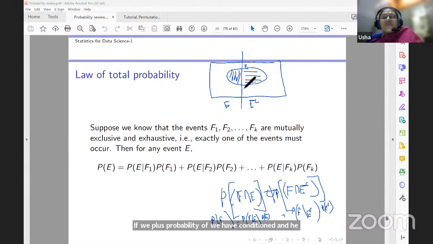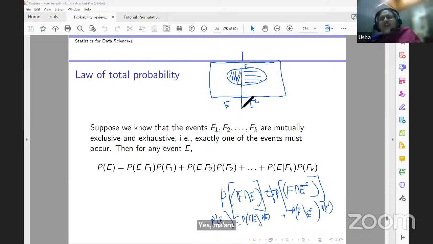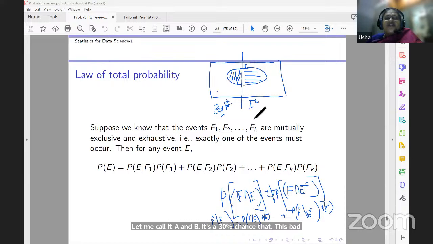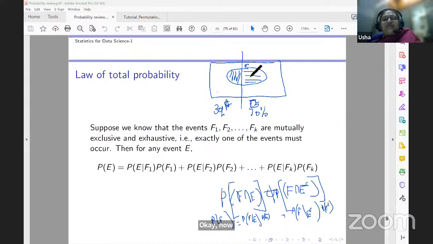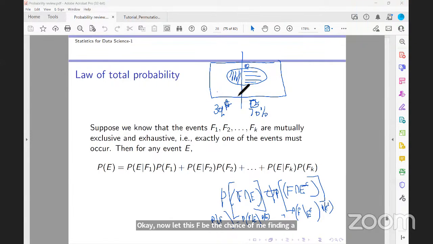Now let's apply this. Where would we apply this? Suppose I have a company which is getting the same spare parts from two companies, let me call them A and B. There is a 30% chance that the spare parts come from A, and a 70% chance that they come from B. Now let D be the event of me finding a defective spare part.